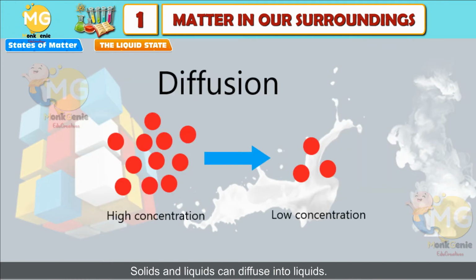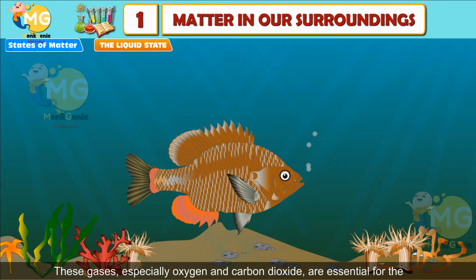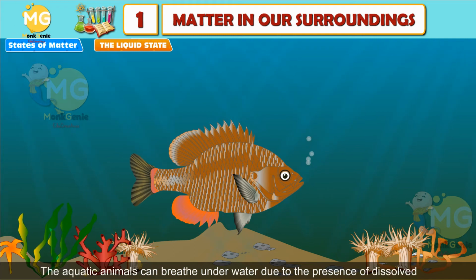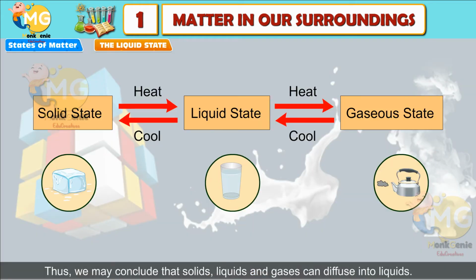Solids and liquids can diffuse into liquids. The gases from the atmosphere diffuse and dissolve in water. These gases, especially oxygen and carbon dioxide, are essential for the survival of aquatic animals and plants. All living creatures need to breathe for survival. The aquatic animals can breathe underwater due to the presence of dissolved oxygen in water. Thus, we may conclude that solids, liquids and gases can diffuse into liquids.